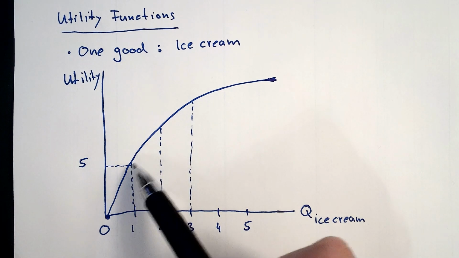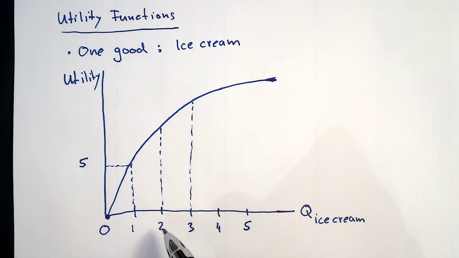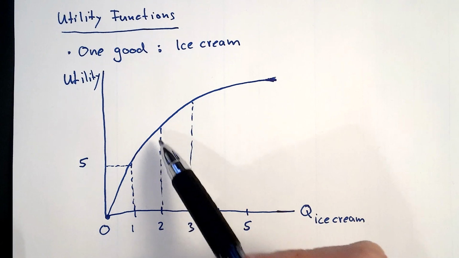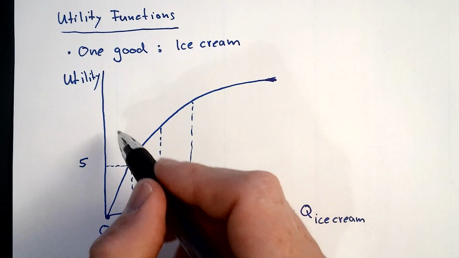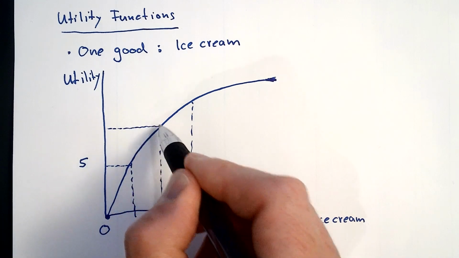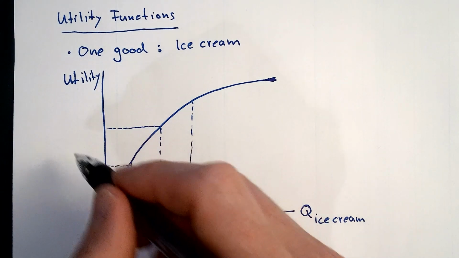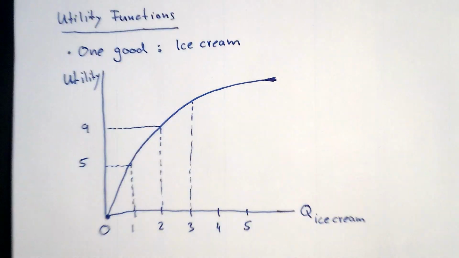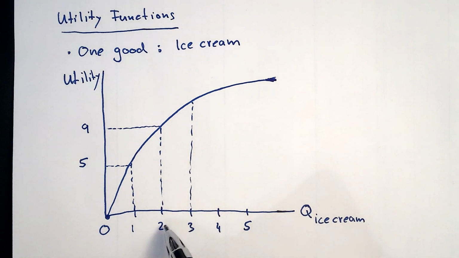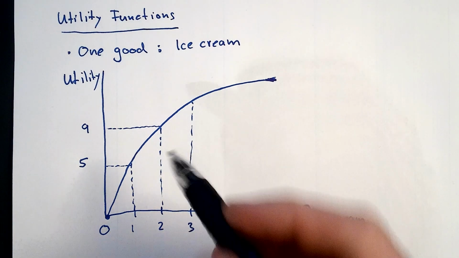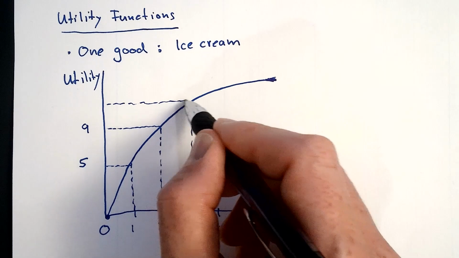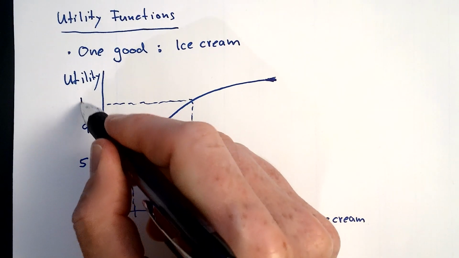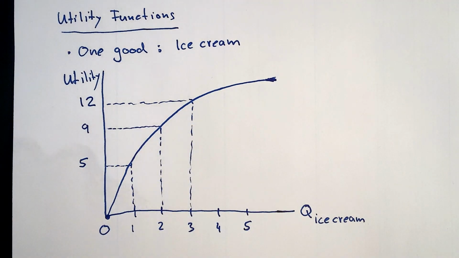But then I said that, well, if you're going to the second cone or the second unit of ice cream, your utility is still increasing, but not as much as from the first cone, okay? So here your utility may be increasing from 5 to 9, okay? And then the same is true for going from the second cone to the third cone, where your utility may go to 12, okay?